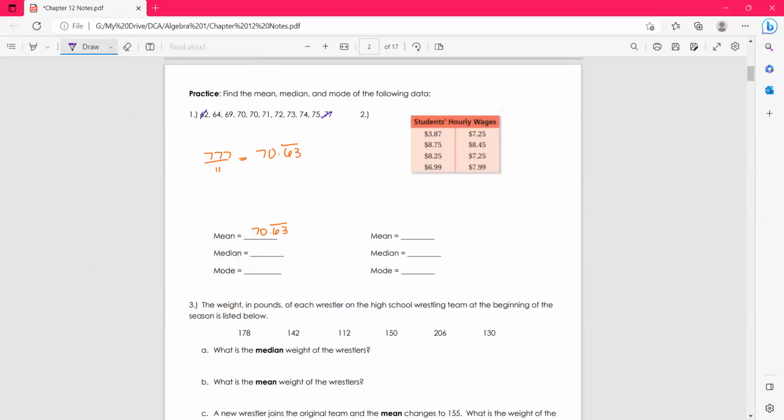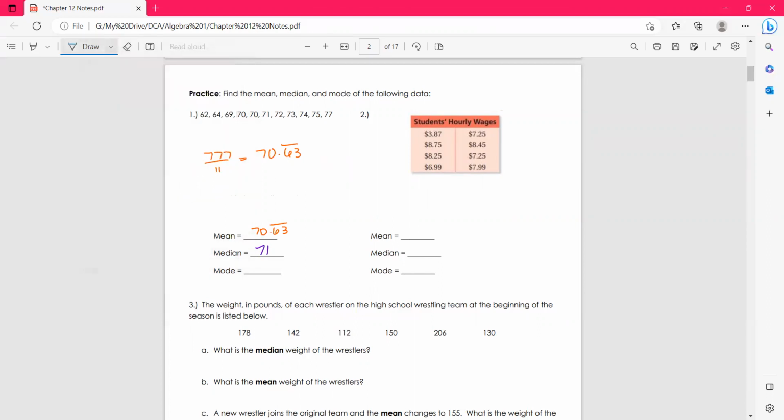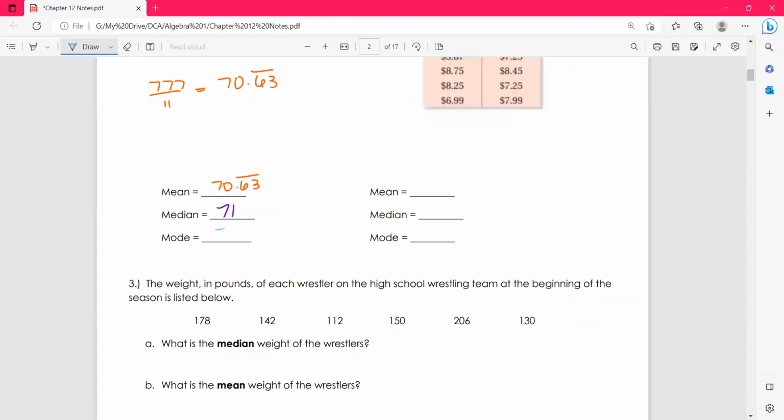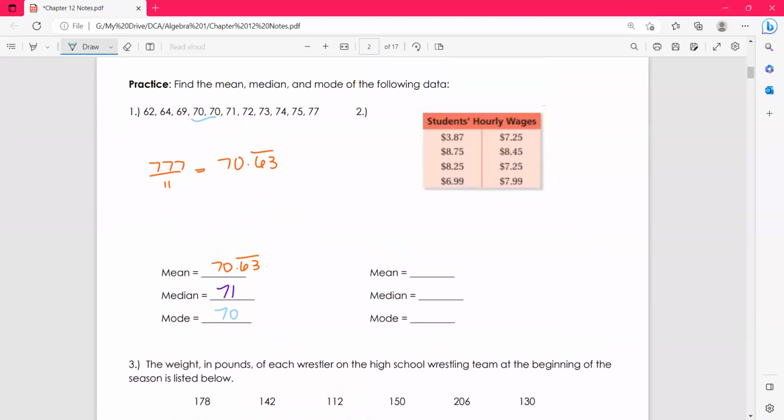62, 77, 64, 75, 69, 74, 70, 73, 70, 72. 71 is the middle number. That's the median. And then mode is the one that happens most often. Is there one that happens more than any other? The 70s happen twice. So that's the mode. Okay, and that's an example.